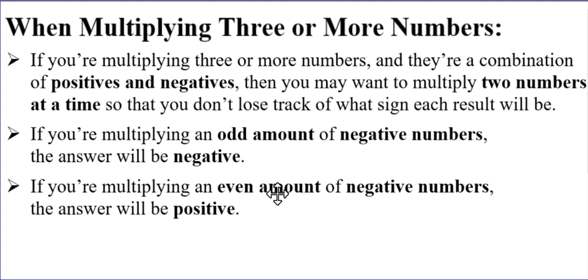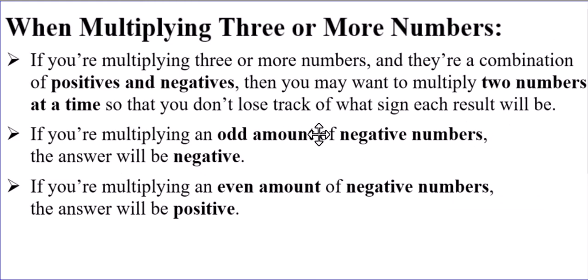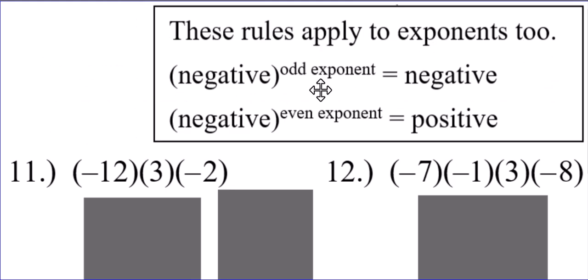If you're multiplying an even amount of negatives, then your answer will be positive, and I can show you why on some problems coming up. But before I do, little side note over here, a little box on the right side of your paper, the rules I just talked about, how an odd amount of multiplication of negatives is going to give you a negative answer. An even amount of negatives multiplied together will be a positive answer. Those same rules can apply to exponents, because exponents is just like multiple multiplication. So a negative number to an odd exponent will be a negative. A negative number to an even exponent will give you a positive.